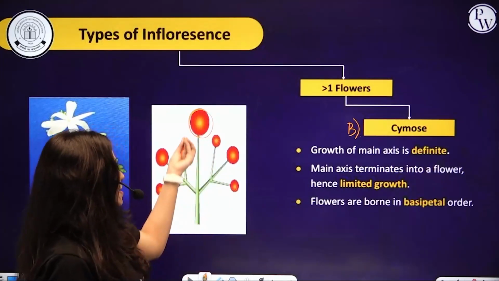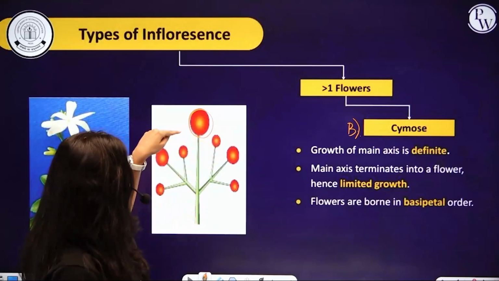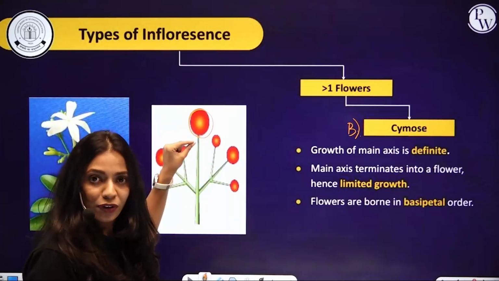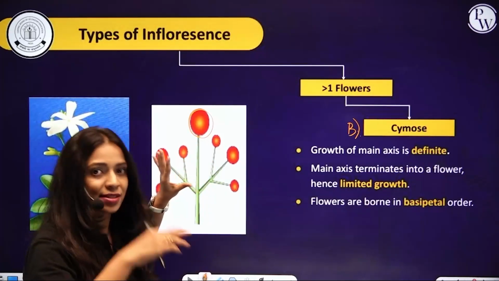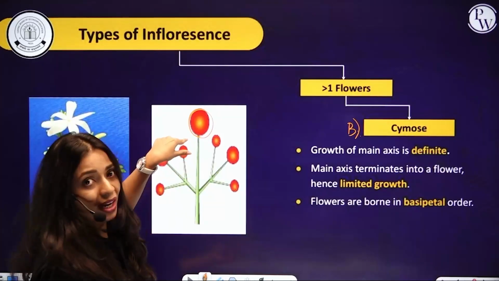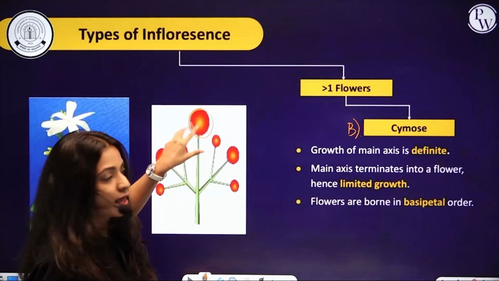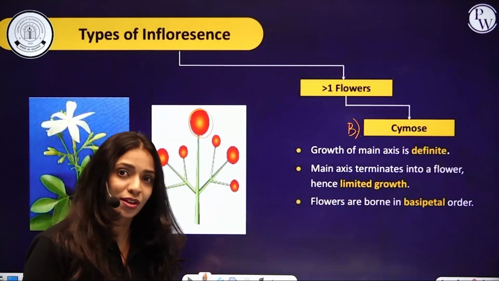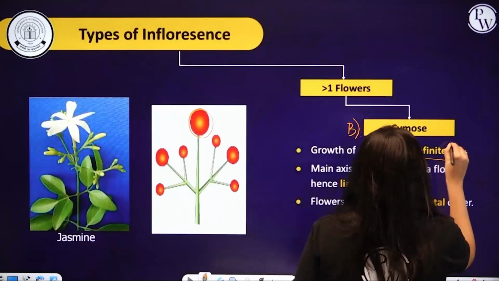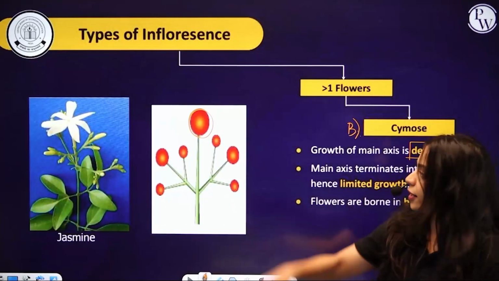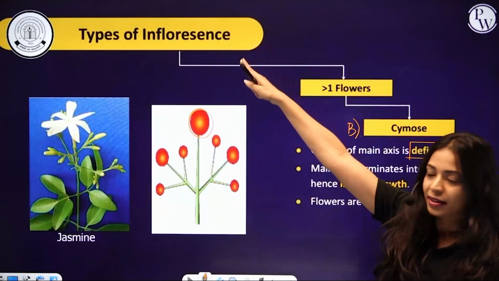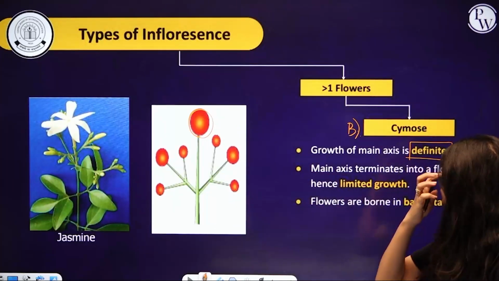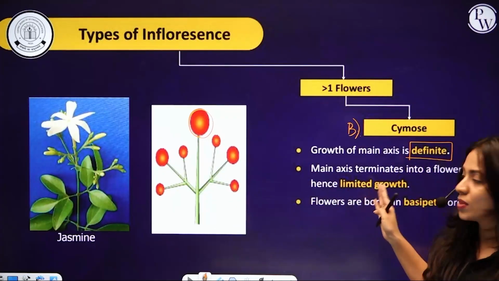Because the floral axis has terminated with a flower, the shoot apical meristem has transformed in forming this flower. So over here the shoot apical meristem is not there because it has transformed into the flower. This floral axis cannot grow any further. As a result, we say that the growth of the main axis in case of cymose inflorescence is definite or determinate. That means it cannot grow beyond this, right? Now, over here, the main axis terminates into a flower, and therefore, like I mentioned, this shows limited growth.